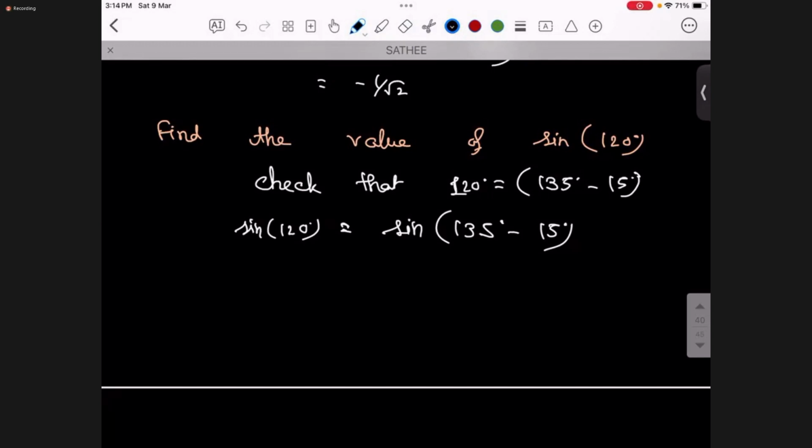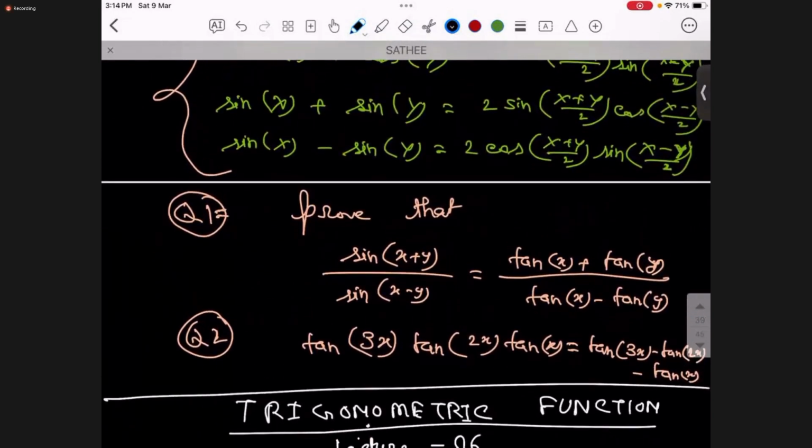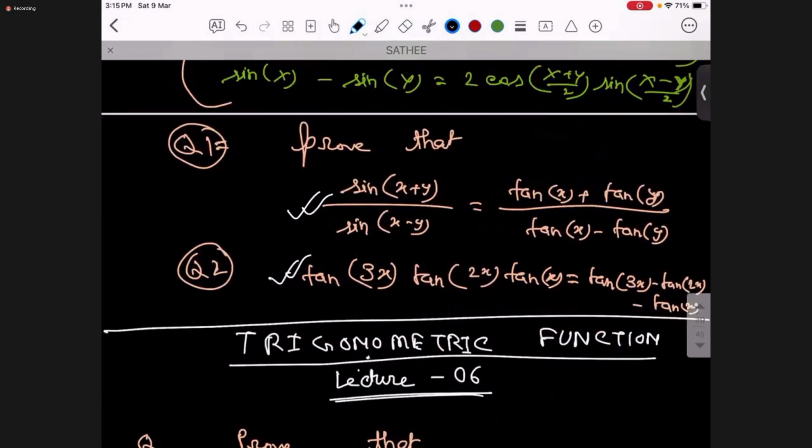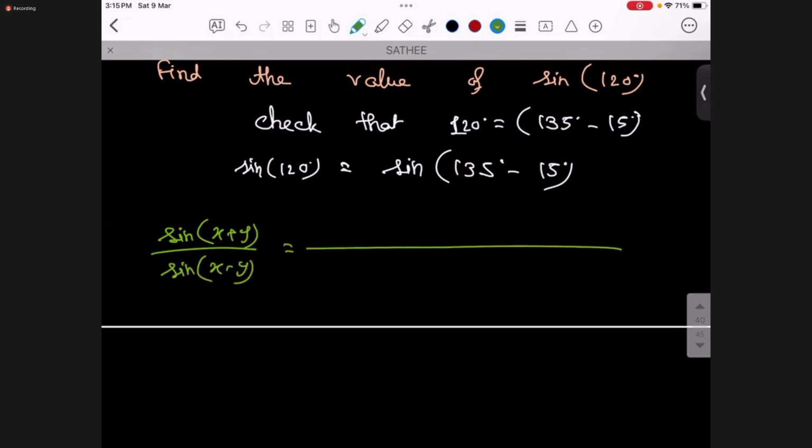Okay. So in the last lecture I gave two problems, question number 1 and question number 2. So let us discuss them right now. We are already well aware of the sin x plus y and sin x minus y formulas. So just use the formula. It is given that sin x plus y divided by sin x minus y. So what will be the upper section?